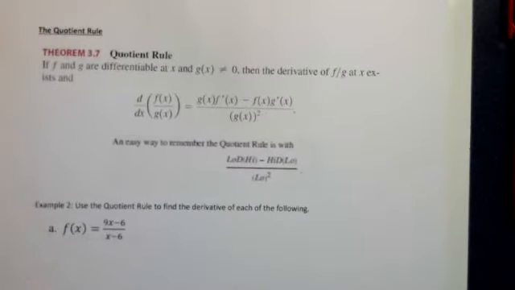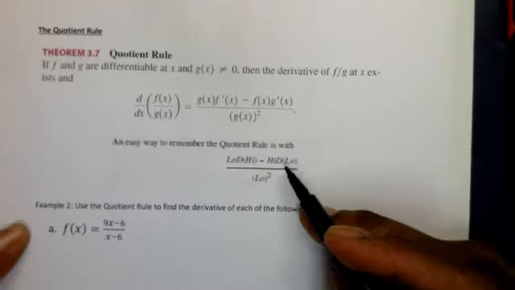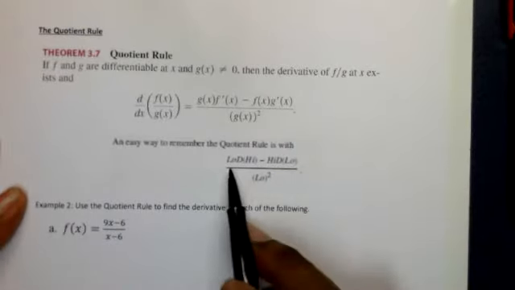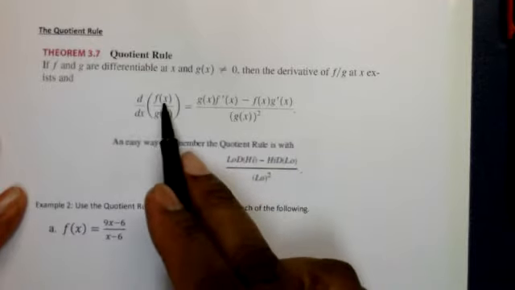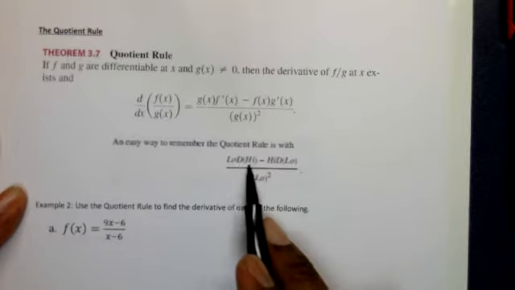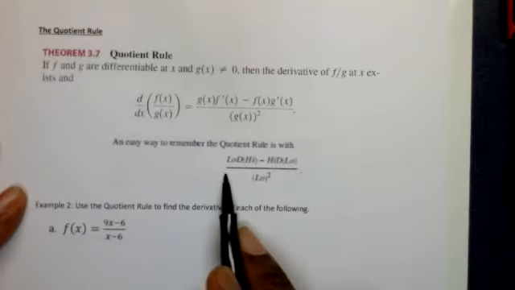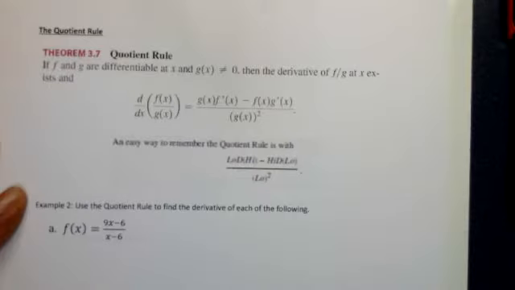Now, the easy way to remember this is using this technique. This will be the high and this will be the low. So if you do low times the derivative of the high minus high times the derivative of the low, all that's divided by the square of the low. Or you can say low d high minus high d low, divide that by the square of the low.